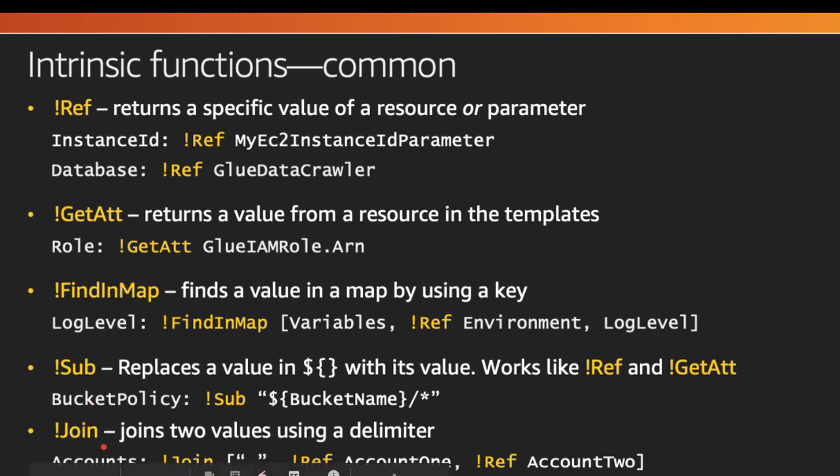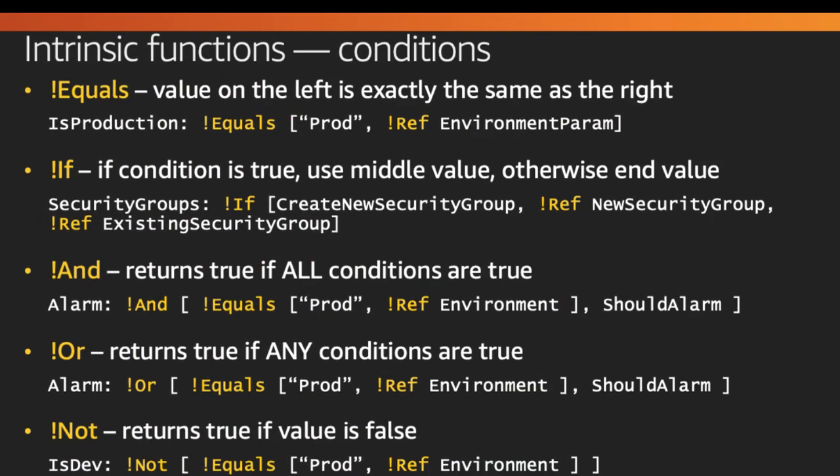And there is also a join function, which joins two values using a delimiter. So there are certain conditions. These are pretty common conditions that we know, so I'm not going to go through all of them. So equals, if, and, or, and not. These are the conditions which are provided in intrinsic functions.